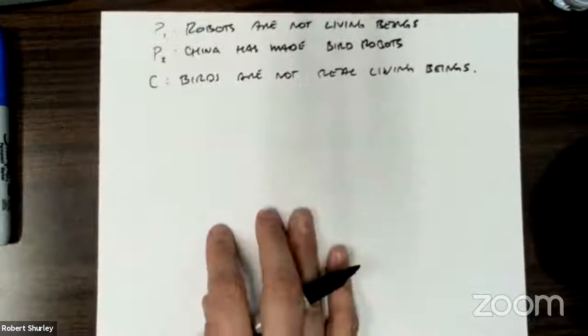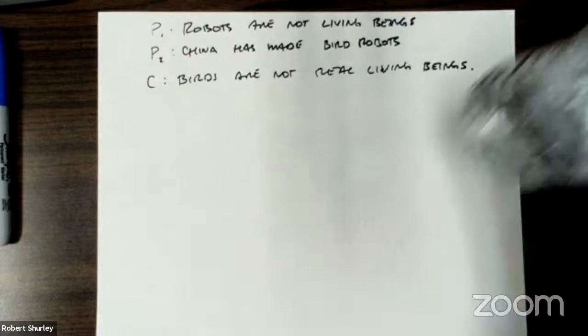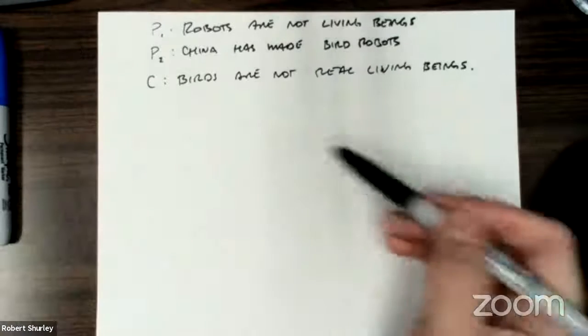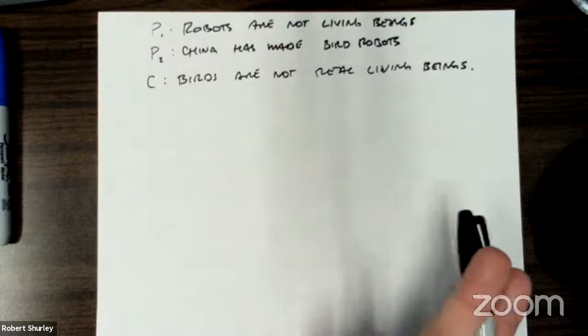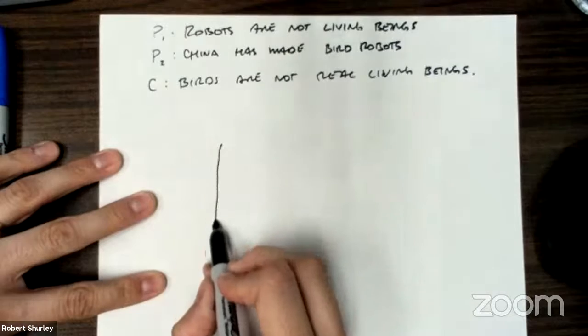Okay, so if you jokingly heard the statement that birds aren't real, we're going to show that that's invalid. You can Google it; it's funny. But let's talk about this, and I think this is a good and valid example. So first off, we can agree robots are not living beings.